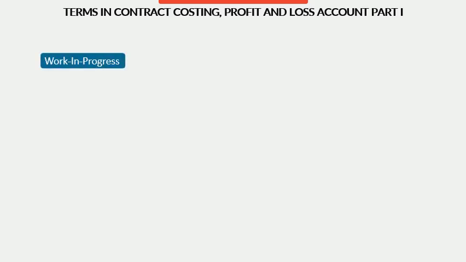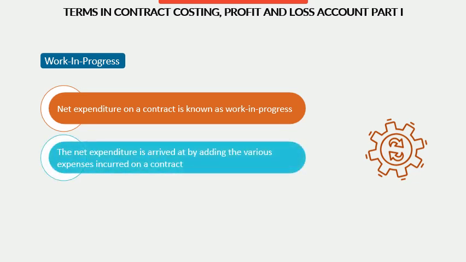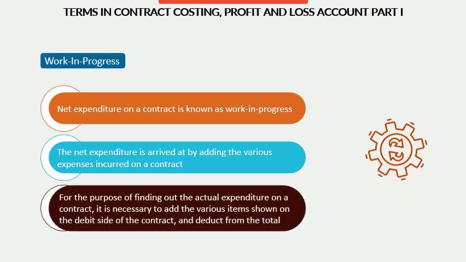Do you know what is work in progress? Net expenditure on a contract is known as work in progress. The net expenditure is arrived at by adding the various expenses incurred on a contract. For the purpose of finding out the actual expenditure on a contract, it is necessary to add the various items shown on the debit side of the contract and deduct from the total.